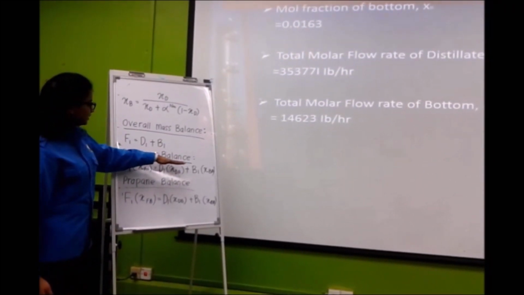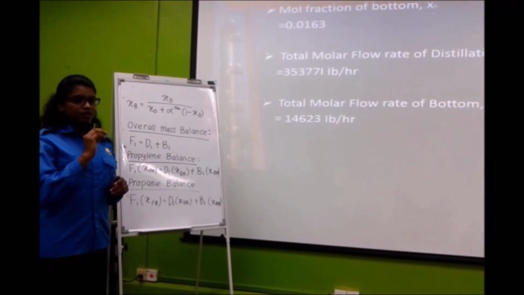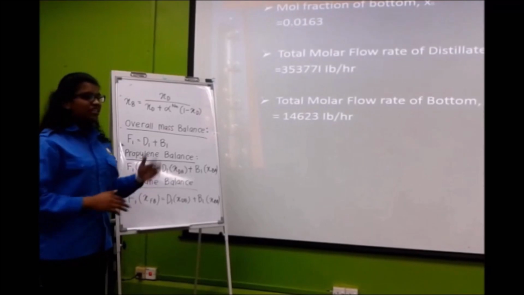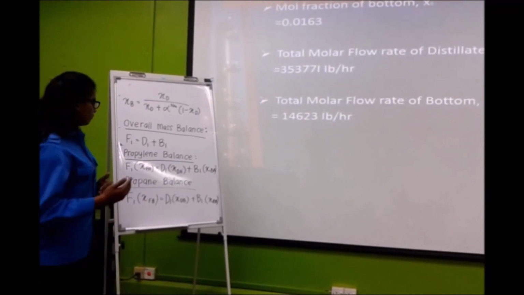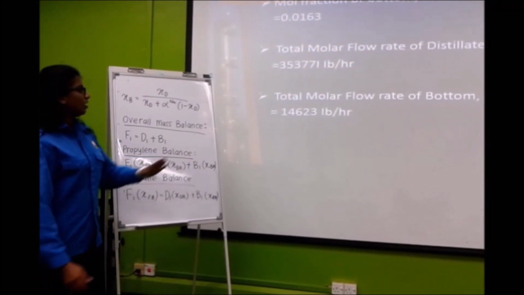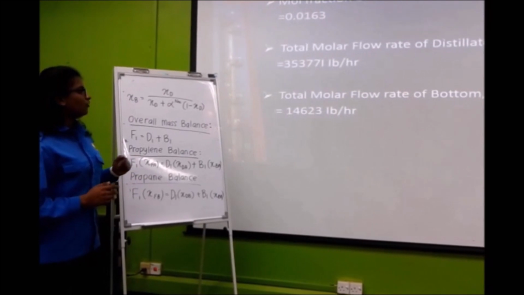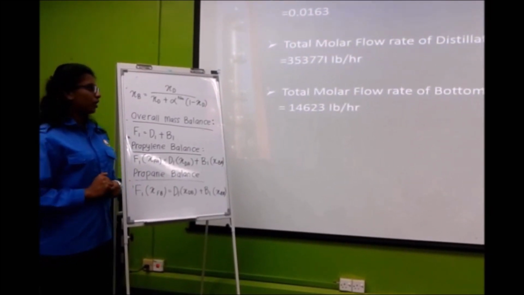The propylene balance from the system follows the thumb rule: input is equal to output. So from that rule, we can find the distillate and bottom. The total molar flow rate of bottom B is 14623 lb/mol per hour.